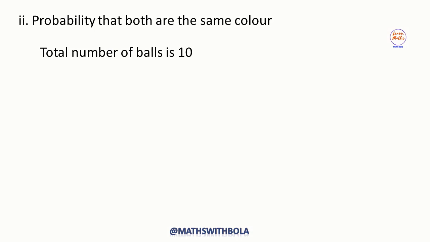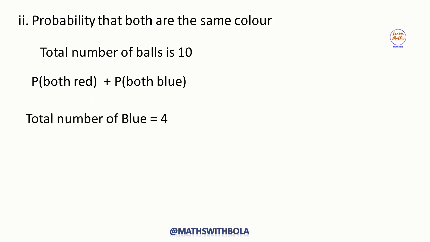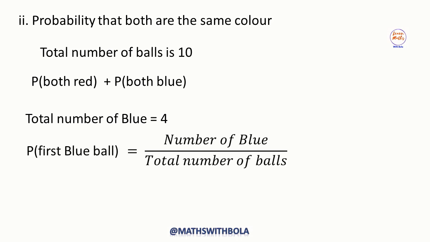So the second question says, probability that both are the same color. That means we are looking for the probability that both are red or both are blue. So the probability that both are red or both balls that you take are blue. And now we will be finding the probability of blue because we have already calculated for red. It is blue that we don't know the probability of picking both. We are going to follow the same process like we did with red. The number of blue balls over the total number of balls that you have in the bag. Don't forget that.